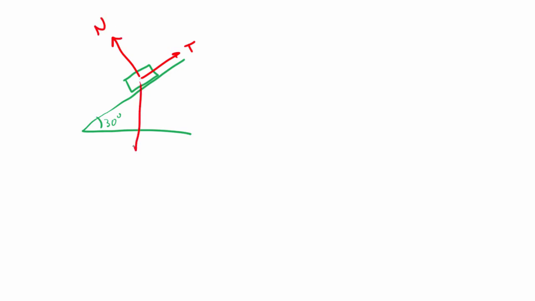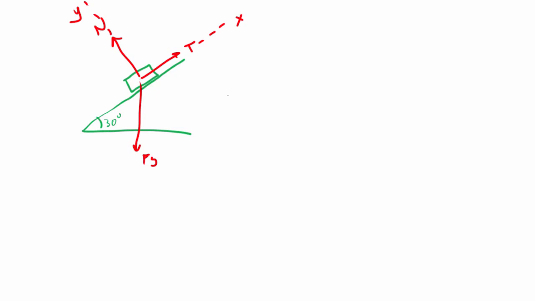All right, so I have this sort of problem. I have a sled on a hill. This is 30 degrees. But now instead of solving this problem like normal, here's the normal force and then gravity is straight down, I'm going to rotate. And I'm going to say that this is my x direction and this is my y direction. So tension now lies in the x direction, normal force lies in the y direction.